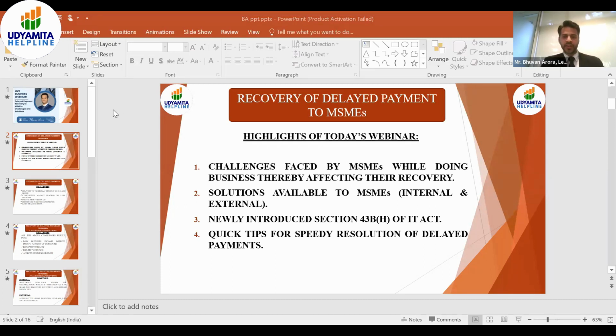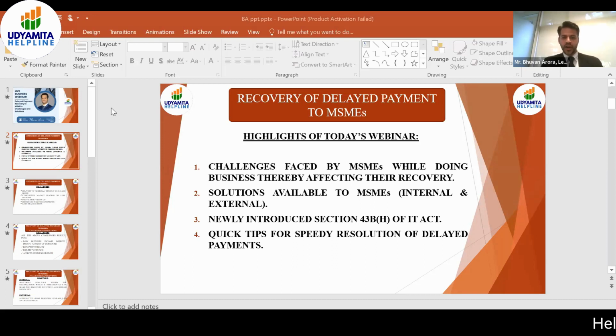The second point is the solutions available to MSMEs. There are two types of solutions. First is internal: if we make those internal changes within the organization or within our company, we can quickly recover our debts. The other one is external. By external, we mean approaching the court of law and getting our payments from there.